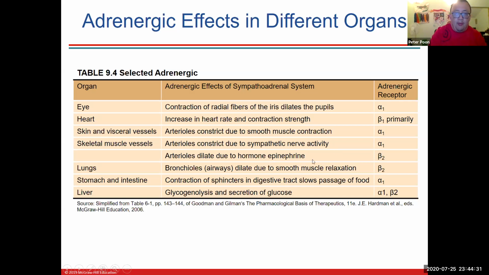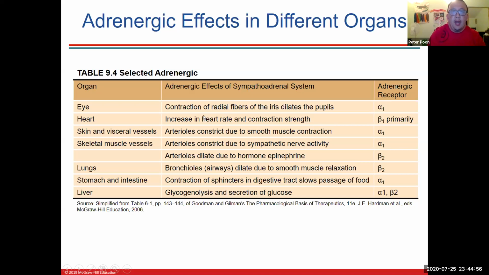Now, beta 1. Your skeletal muscles, the arterioles will constrict due to sympathetic nerve activity. That I will address in a little bit. That seems backwards, as does the liver one. That seems backwards, but I'm going to address that in a little bit.